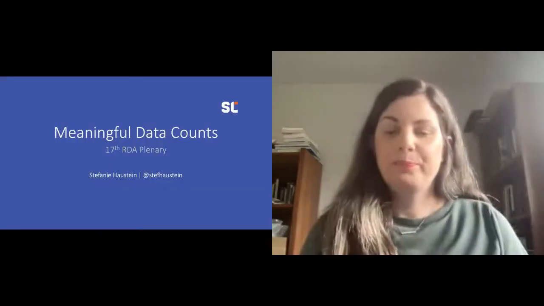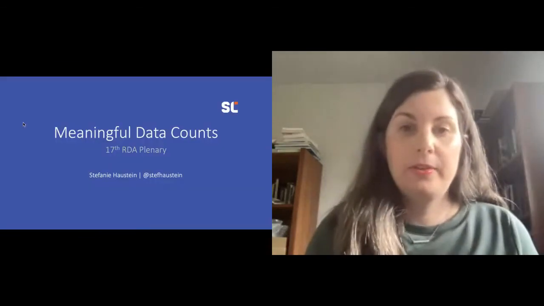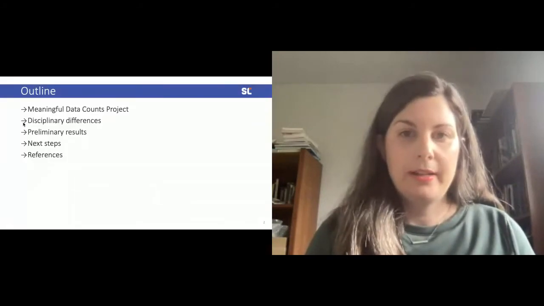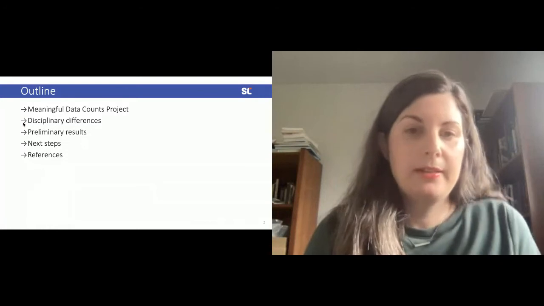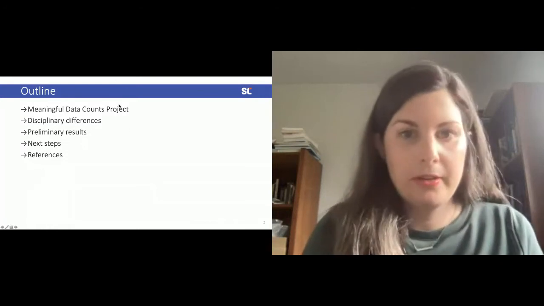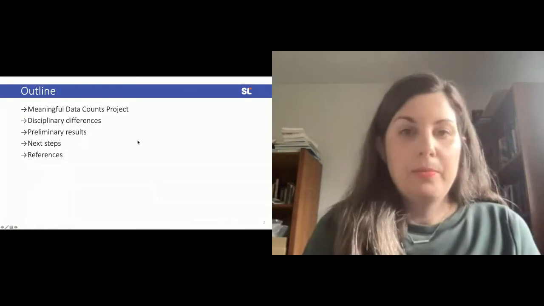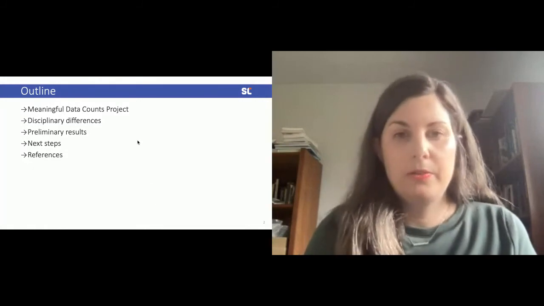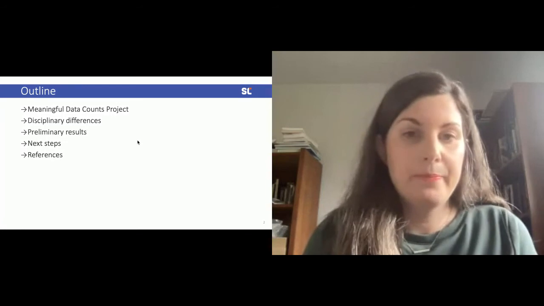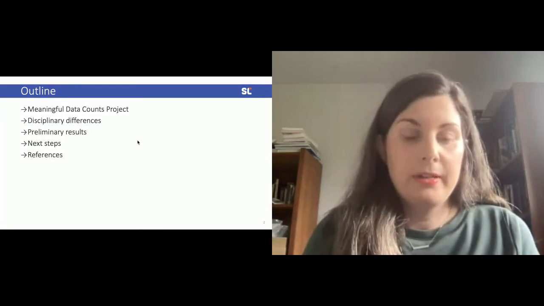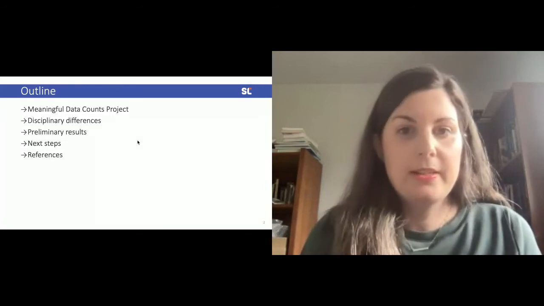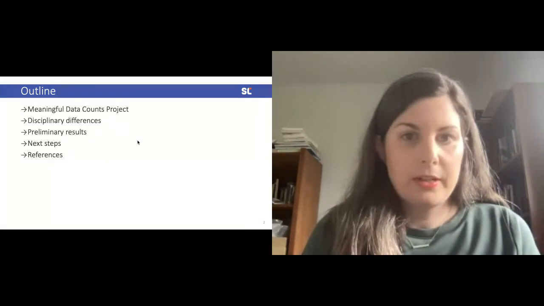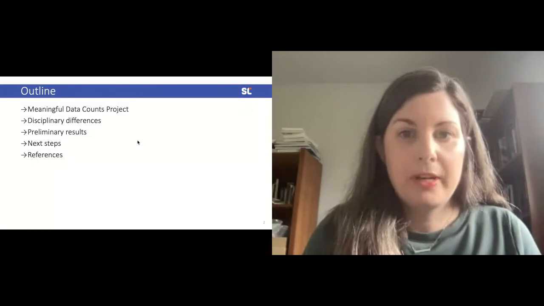All right. So I want to introduce the Meaningful Data Counts research project today. Just as a quick outline, I'll briefly introduce the project, and then I really want to focus on what we're working on right now, which is the problem of determining disciplines and how essential it is to define them or determine them for constructing any kind of metrics. I'm going to show you very preliminary results because the project just started, and then talk about next steps. So next slide, please.